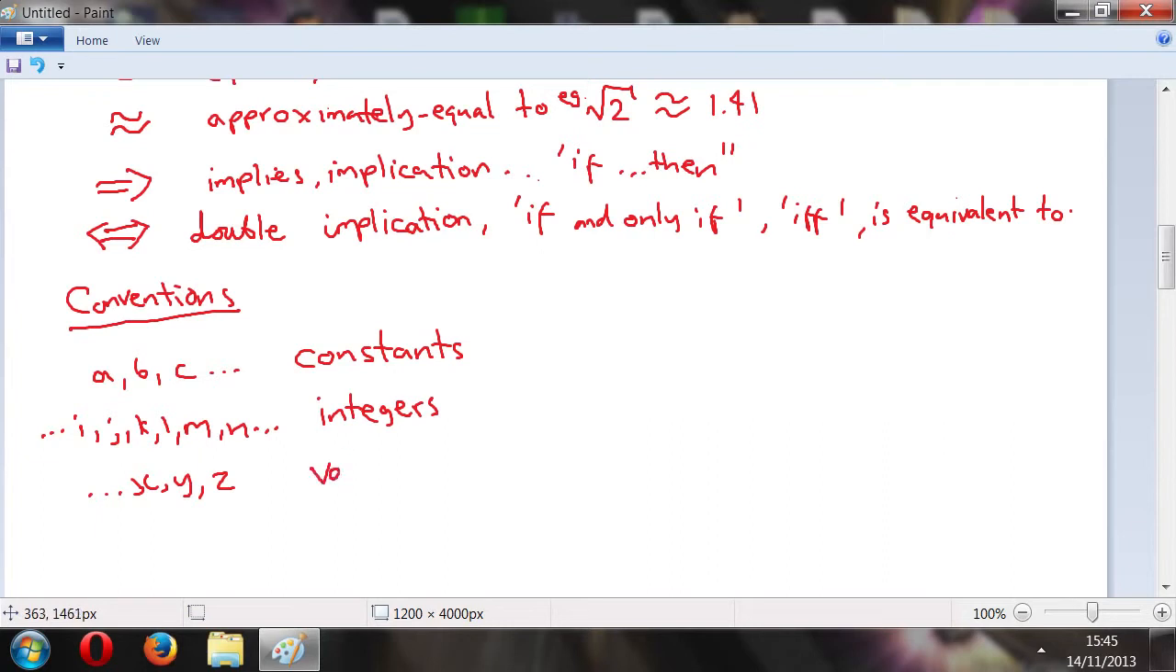And these are the variables. These are things which we don't actually know, and often they're the whole point of doing the maths: find out what these variables are. Okay.